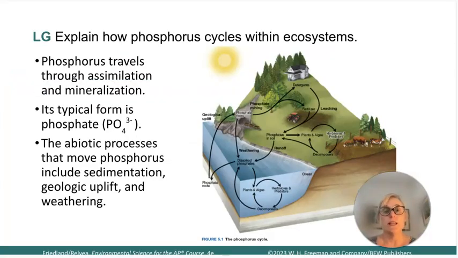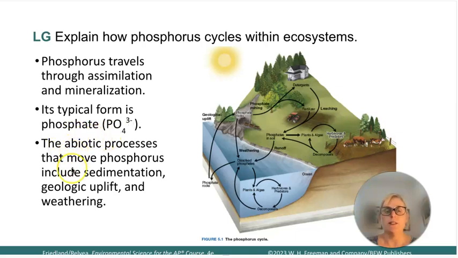So here are these terms again: assimilation and mineralization. We learned those back with the nitrogen cycle. Assimilation can also be called mineralization, but basically it's when phosphorus is taken in by plants or when we eat plants as consumers. The typical form is this particular ion, PO4 3-, up there.